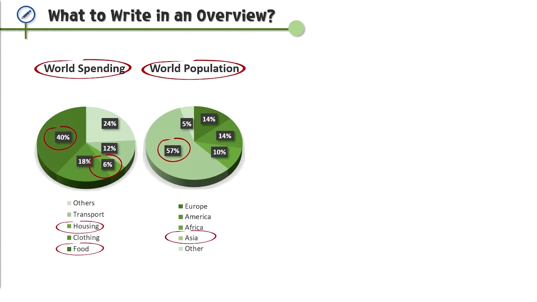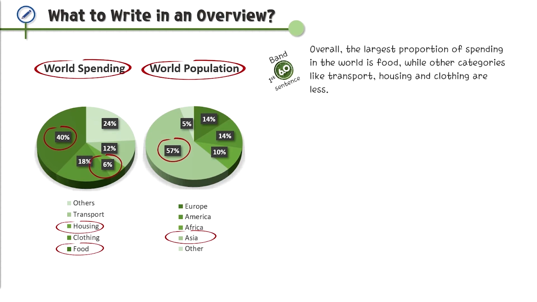So let's check these 2 overviews. Overall, the largest proportion of spending in the world is food, while other categories like transport, housing, and clothing are less. First off, let us check the first sentence. This part of the overview added the first key feature, but used the word spending, which is also given in the chart. There was also a mistake in the use of the word less to compare the first feature.